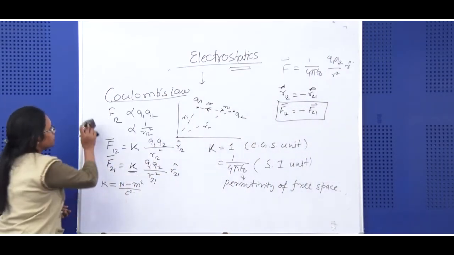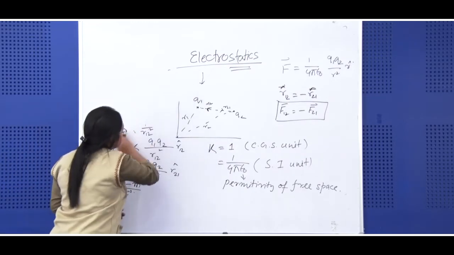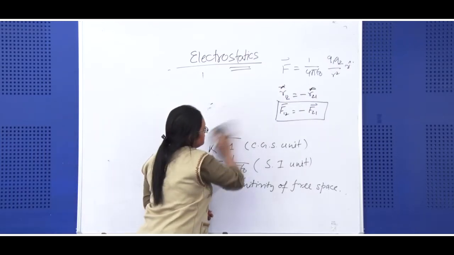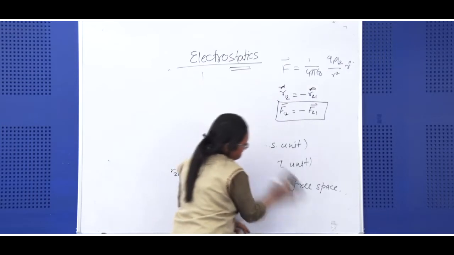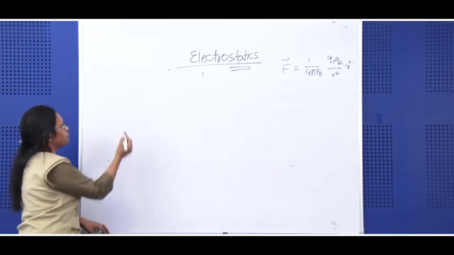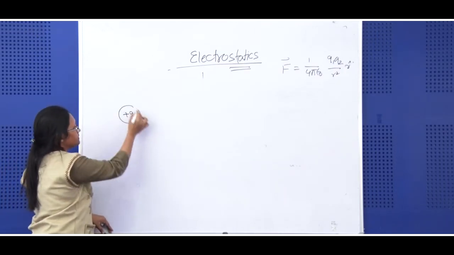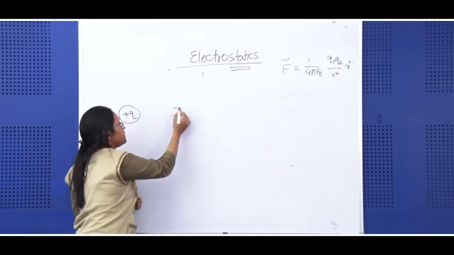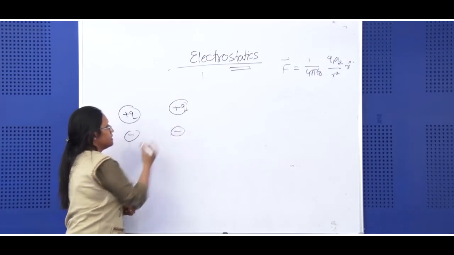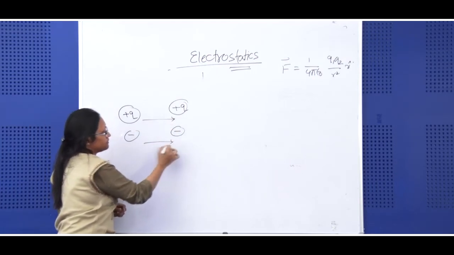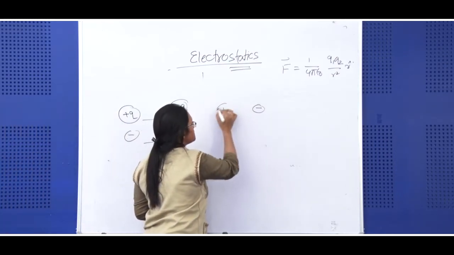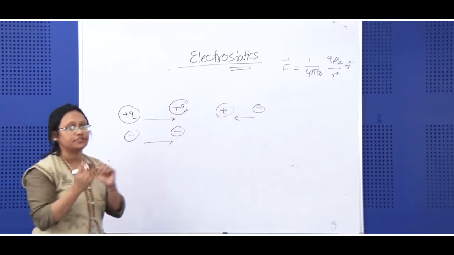Now we will discuss what is the electric field. We have a positive charge here. First thing, if we have two positive charges or two negative charges, there will be a force of repulsion. That means they will repel each other. And we know if there is a positive charge and a negative charge, they will attract each other. That is, it is an attractive force.